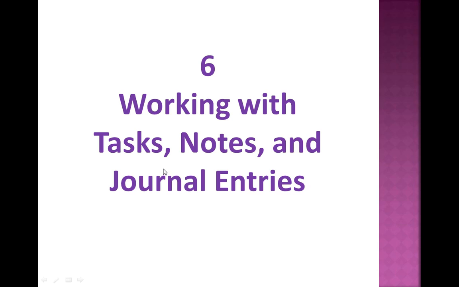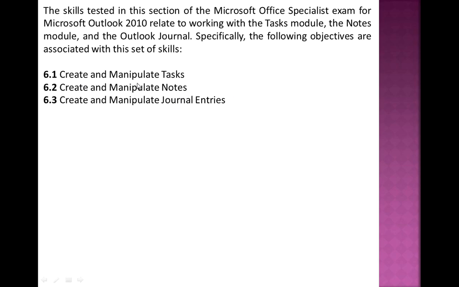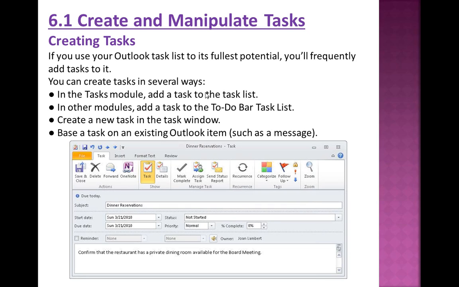And then we have also discussed chapter number 6, that is working with tasks, notes and journal entries. Means how to work with tasks and how to work with notes and how to work with journal entries. There are 3 topics involved in this. First one is how to create and manipulate the task, then how to create and manipulate the notes, and then how to create and manipulate the journal entry.